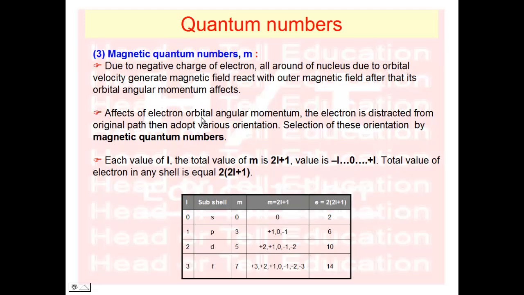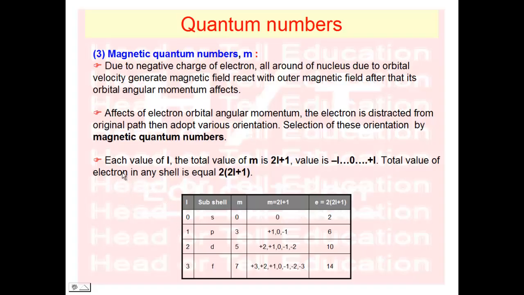Due to the effect on the electron's orbital momentum, the electron is deflected from its original path and then adopts various orientations. The selection of these orientations is done by using magnetic quantum numbers. When the electron is moving in the orbit, due to the orbital angular momentum, the path is deflected. So the magnetic quantum number is used for the orientation.